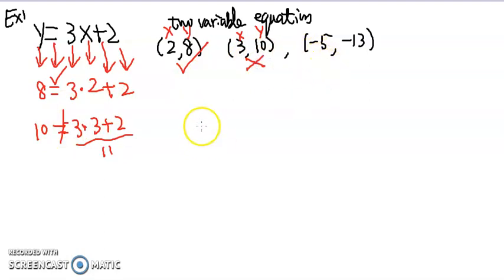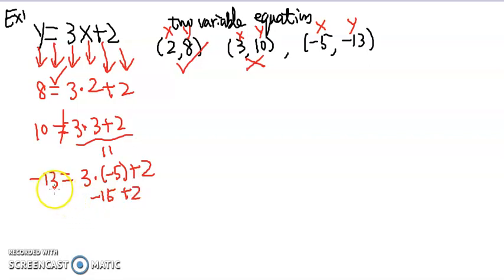Now let's look at the third pair. That's our x, that's our y. So replace y with -13 and replace x with -5. We have 3 times -5, that's -15. And then -15 plus 2 is equal to -13. So that is also correct, which means this is also a solution. So we found out, yes, this is a solution, this is not a solution, and that is a solution.